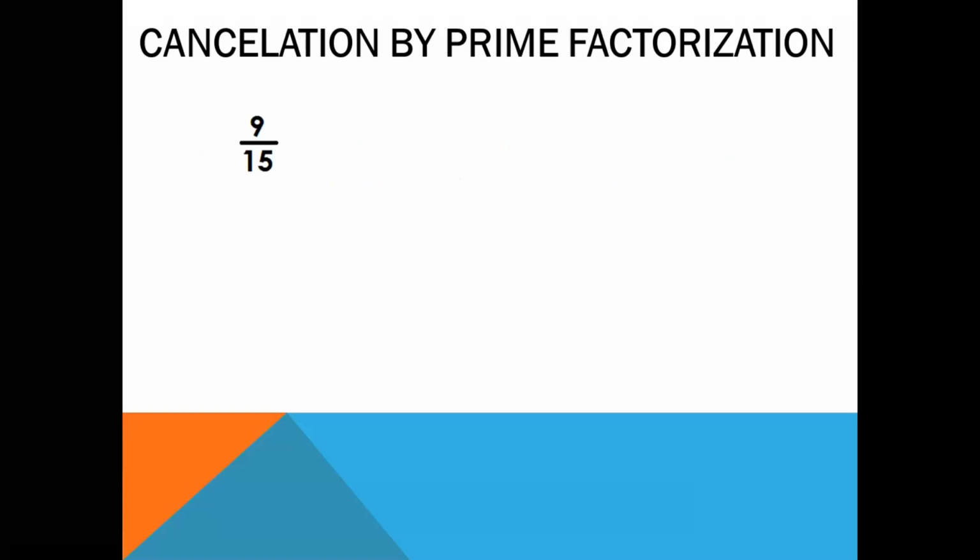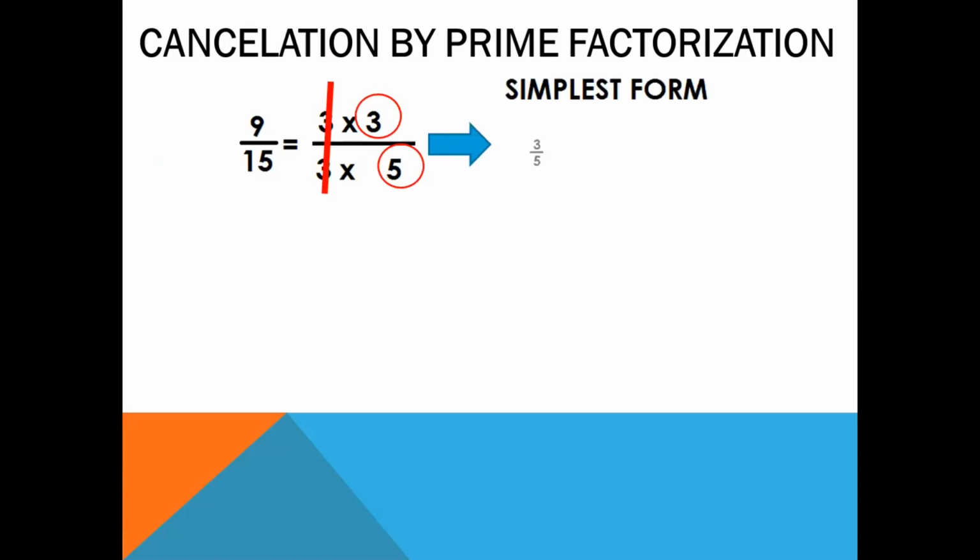Next, we have 9/15. So again, take the prime factorization of each number. The prime factorization of 9 is 3 times 3. Our 15 is 3 times 5. Then cancel the common factor. We have 3 and the remaining is 3 and 5. So the simplest form is 3/5.